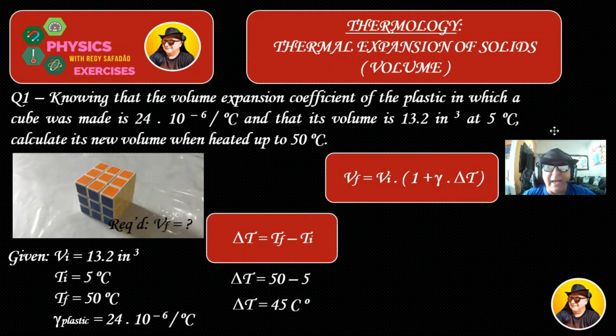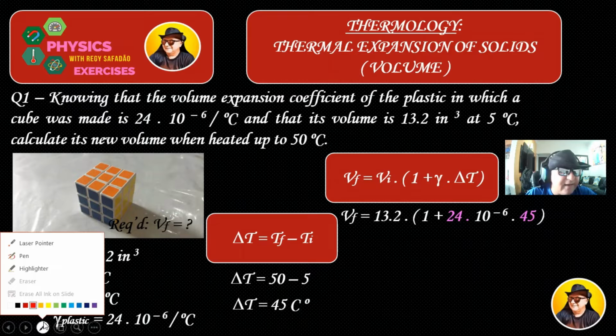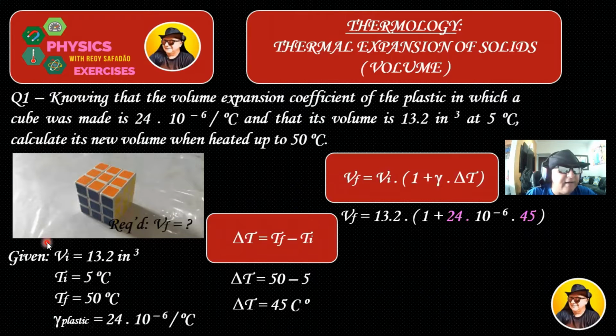Now we can plug the values into the formula, okay? Let's see. So the final volume is 13.2 times 1 plus 24 times 10 to minus 6 times 45. That is the change in temperature. Now, let me pick up, I always forget this. Let's get a laser pointer.